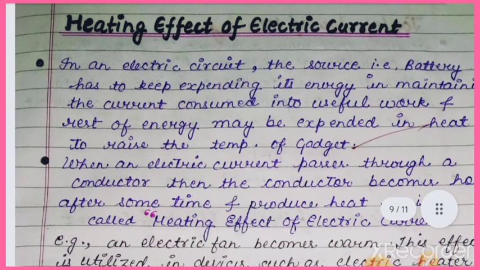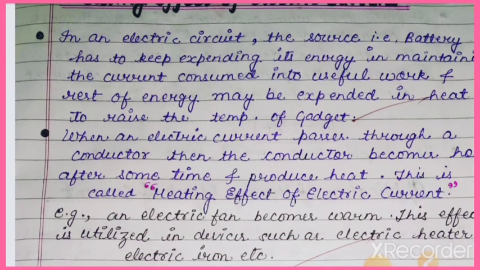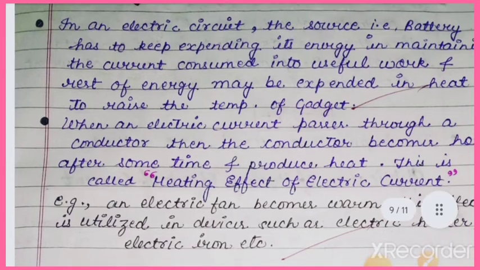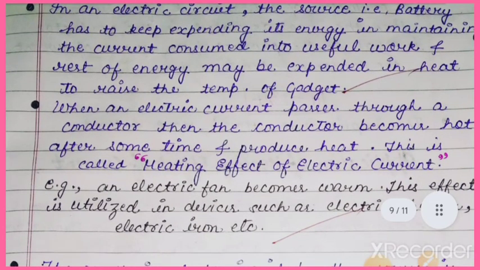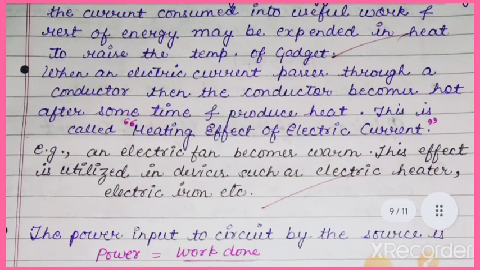Okay, then our topic is heating effect of electric current. So in an electric circuit, the source, that is the battery, has to keep expending its energy to maintain the current. Some is consumed in useful work, and the rest of the energy may be expended as heat to raise the temperature of the gadget. So what is the heating effect of electric current? The definition is, when an electric current passes through a conductor, the conductor becomes hot after some time and produces heat. This is called the heating effect of electric current.